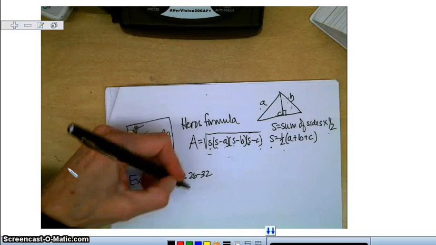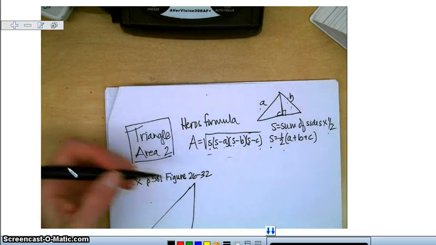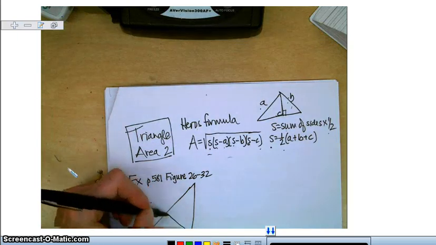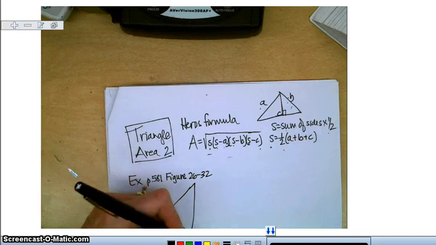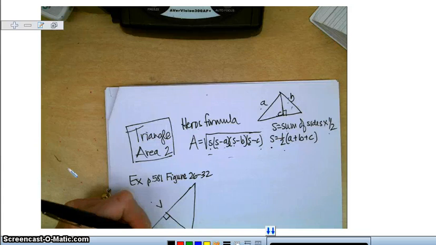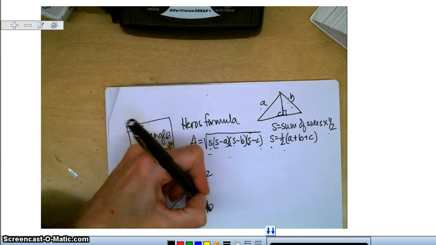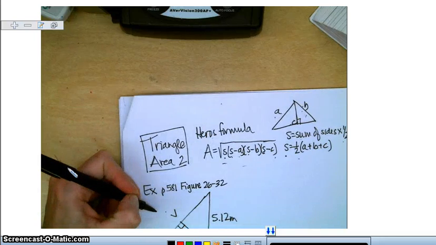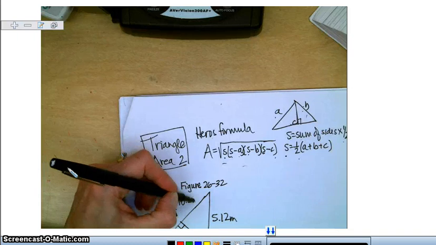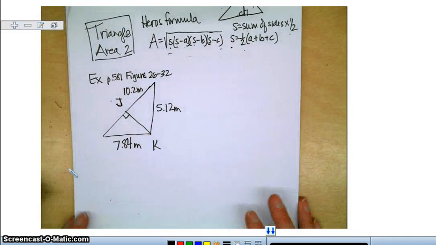We've got this picture here. Mine is not drawn exactly the same as theirs. This is K, this is J, this side is 7.84 meters, this is 5.12 meters, and this is 10.2 meters. So we know all 3 sides, and we would like to find the area.